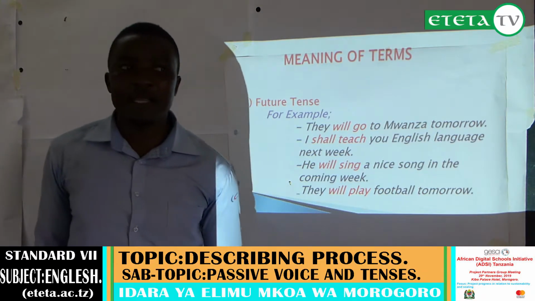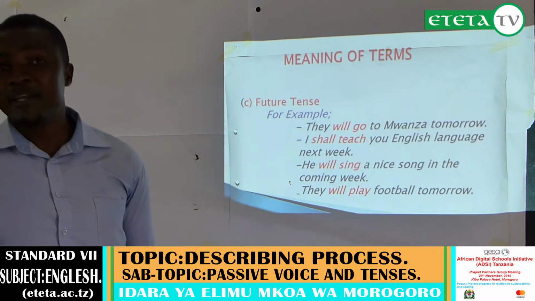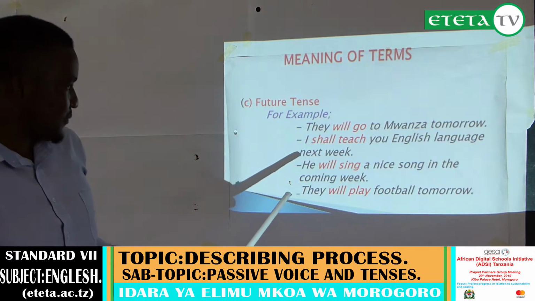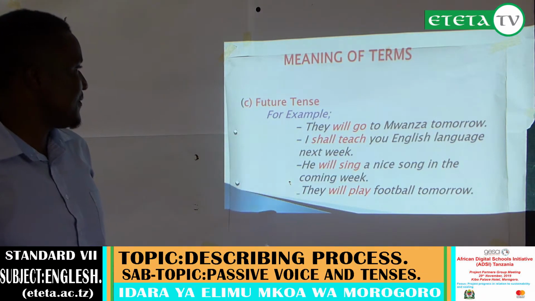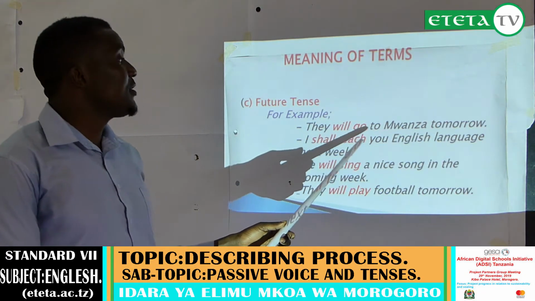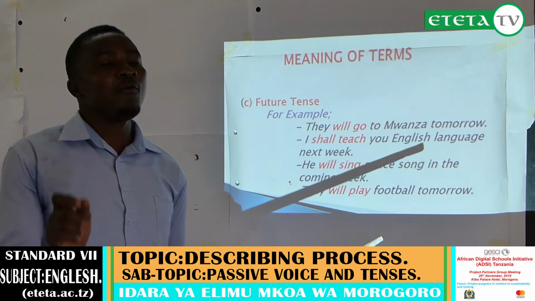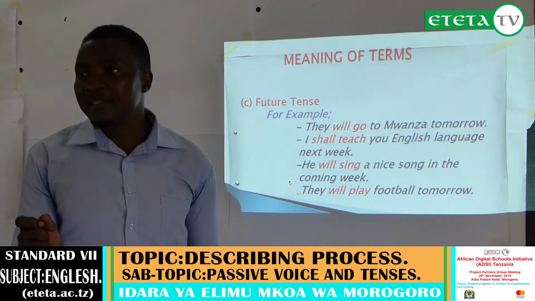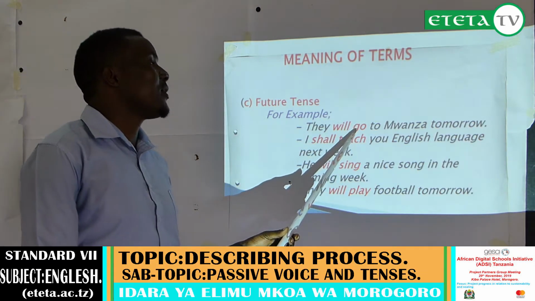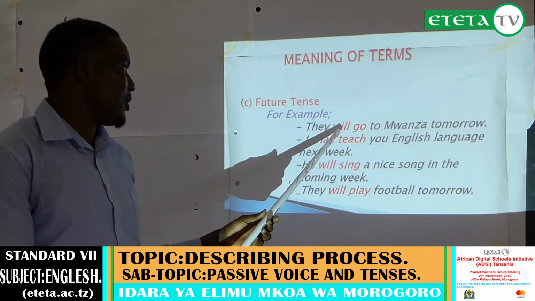A future tense is formed with the helping verbs shall and will, plus the main verb in the base form, or you can say the first form of the verb. Let us see the following examples of future tense. We have sentence number 1: They will go to Mwanza tomorrow. As I have said, a future tense is formed with shall or will plus the main verb in the base form. Here we have will and the main verb go. Can you look at this sentence? Yes, will and go.